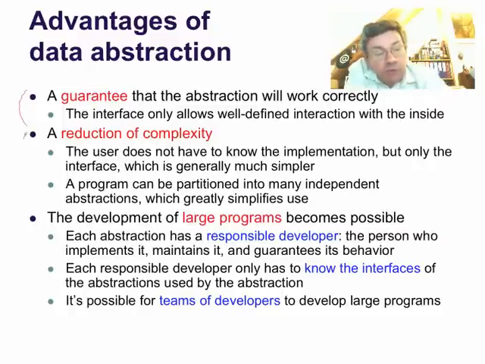That's the first one. The second advantage is reduction of complexity. You don't have to understand the implementation in order to use the abstraction. You only have to understand the interface, which is in most cases much, much simpler. You don't have to understand how to build a car in order to drive a car. You don't have to understand how to build a television set in order to use a television set. And you can partition a program into many independent abstractions, which greatly simplifies its use.